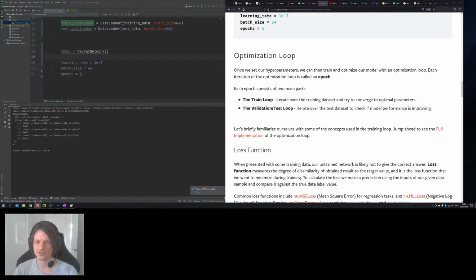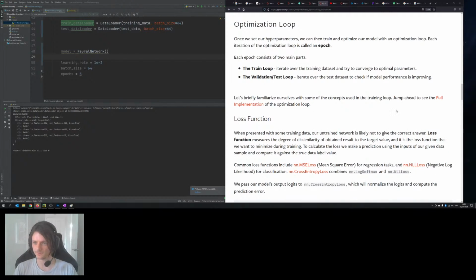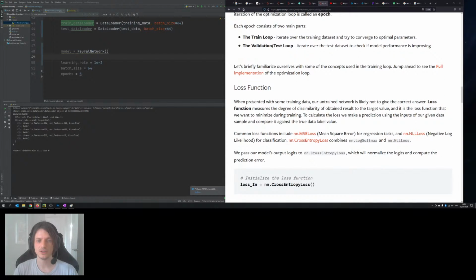Let's briefly familiarize ourselves with some of the concepts used in the training loop. Jump ahead to see the full implementation of the optimization loop. The loss function. When presented with some training data, our untrained network is likely not to give the correct answer. Loss function measures the degree of dissimilarity of obtained result to the target value, and it is the loss function that we want to minimize during training. To calculate the loss, we make a prediction using the inputs of our given data sample and compare it against the true data label value.